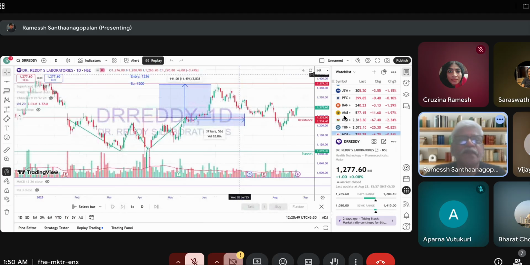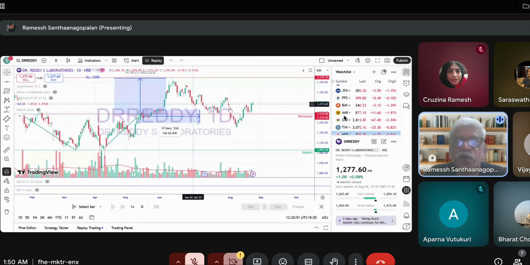Now the stock is closed above this line. Possibilities are there. The stock will go up. Once again, it will go up to that 1379 level. It will go.